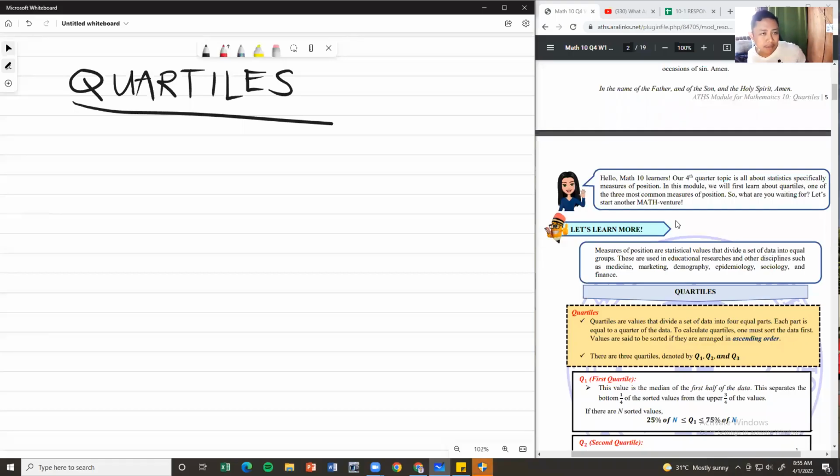Okay, so now we will be learning the first topic for the fourth quarter, and it is quartiles. Let me just see. When we say quartiles, from the word itself, what comes to your mind when you hear the word quartiles? Kindly type your answer in the chat box, please. Quick and fast. I'm not requiring the definition, but how you understand it while listening to this word.